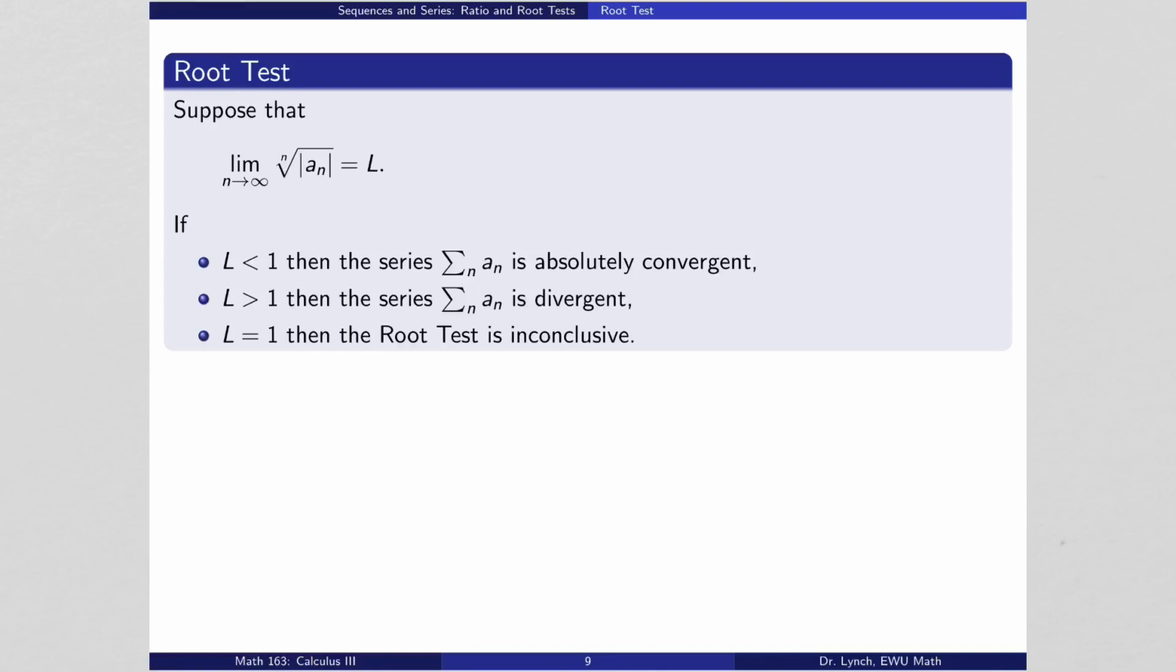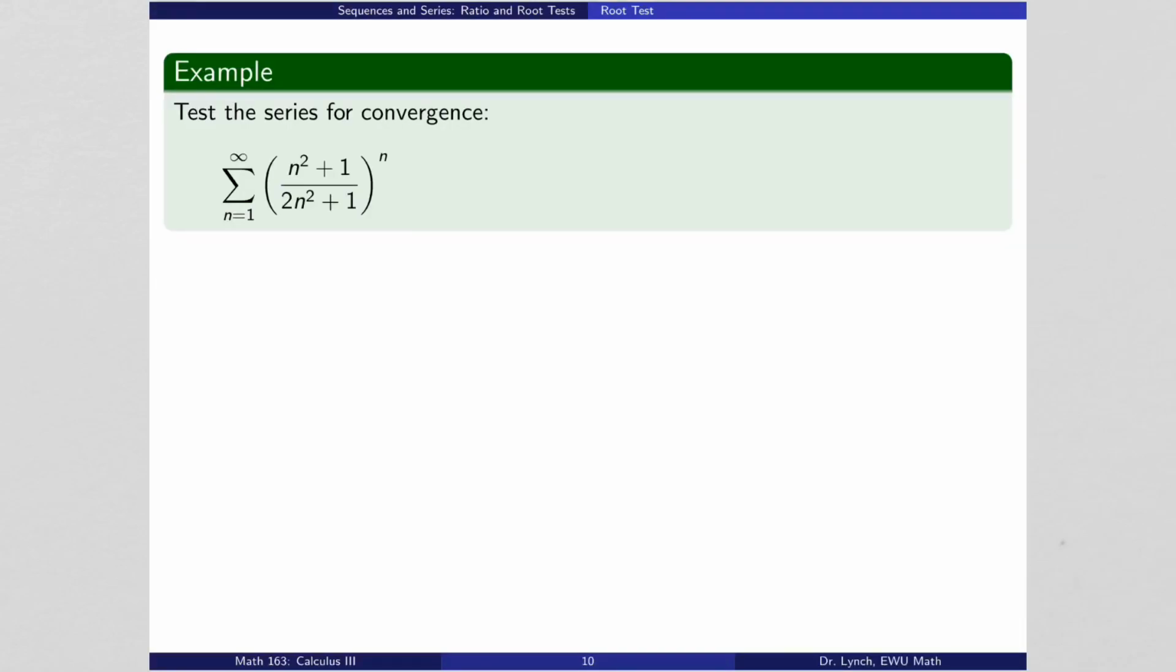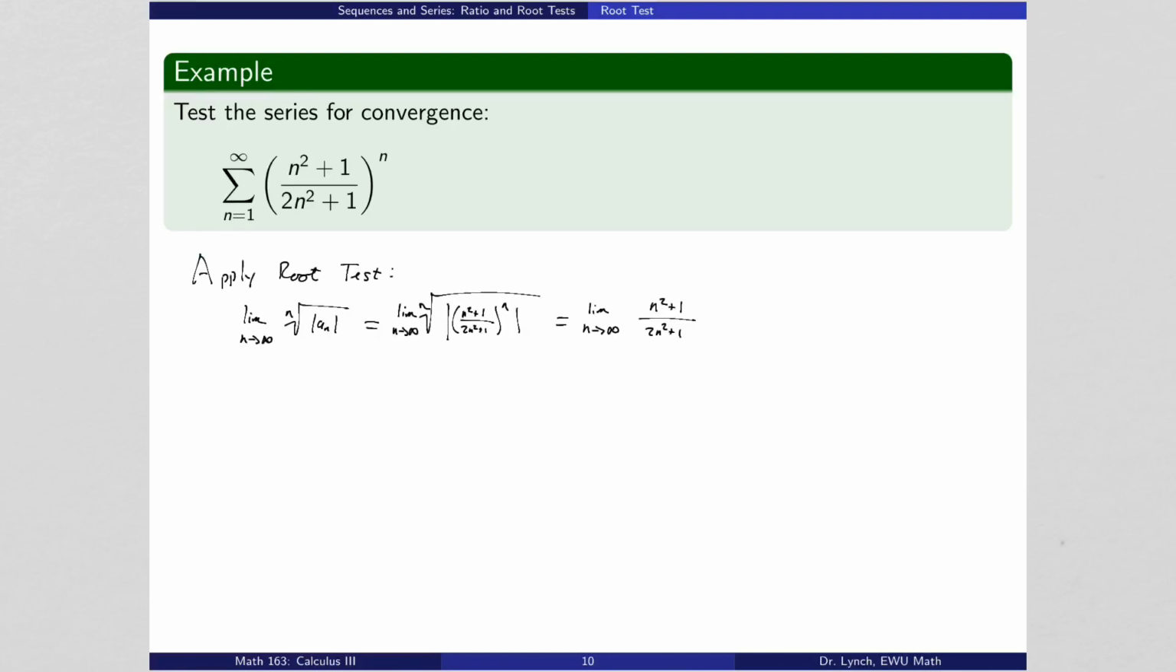Okay, so the root test, as it turns out, is good for limits involving powers of n. So here's an example using the root test. Let's have a look at the following series. We'll apply the root test, looking at the nth root of the absolute value of the nth term in the series as n goes to infinity. In this case, the nth root just kills off the n power. We're left with the limit as n goes to infinity of n squared plus 1 over 2n squared plus 1. And using the ratio of leading coefficients, we know that this is 1/2. Of course, 1/2 is a number that's between 0 and 1. So by the root test, this series is absolutely convergent.